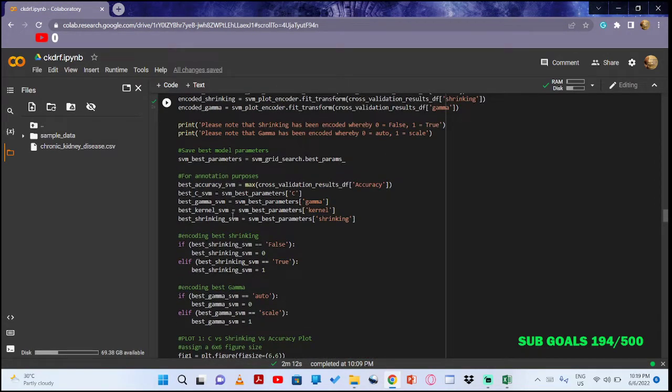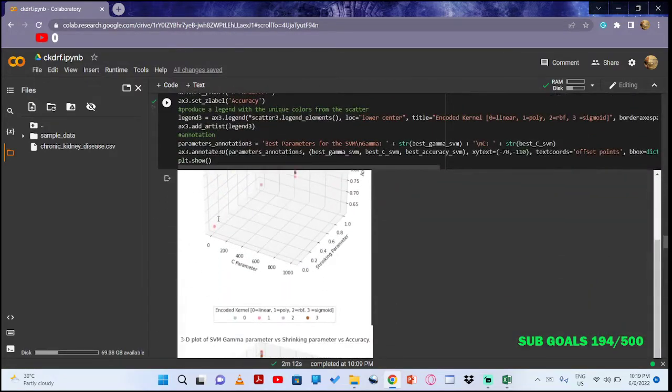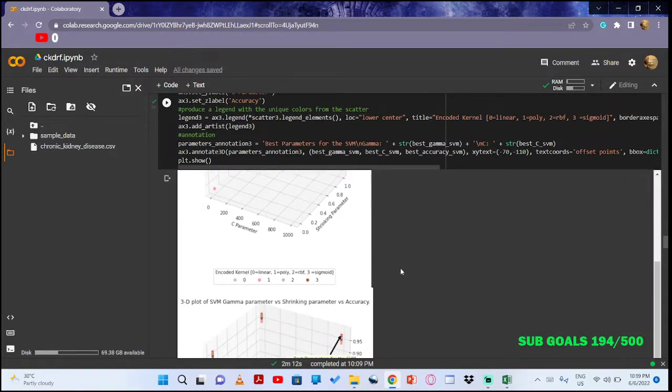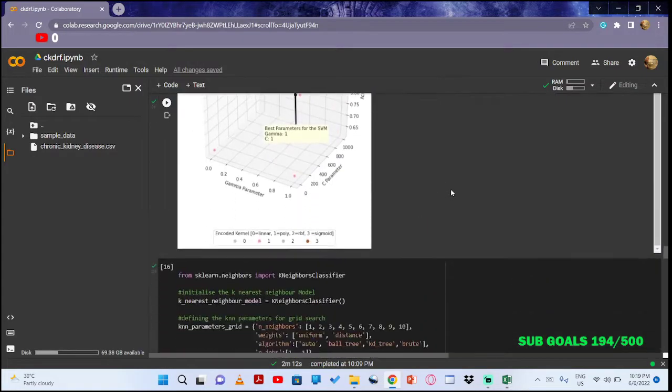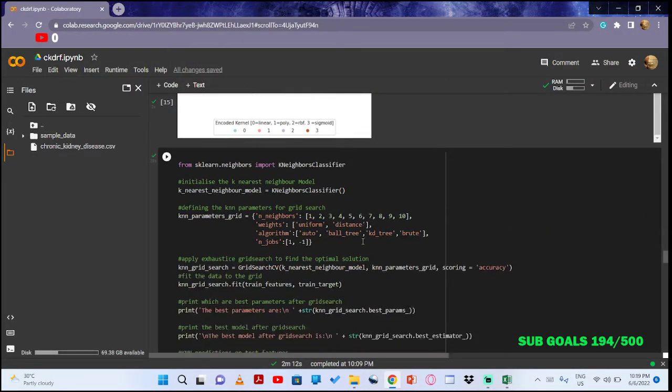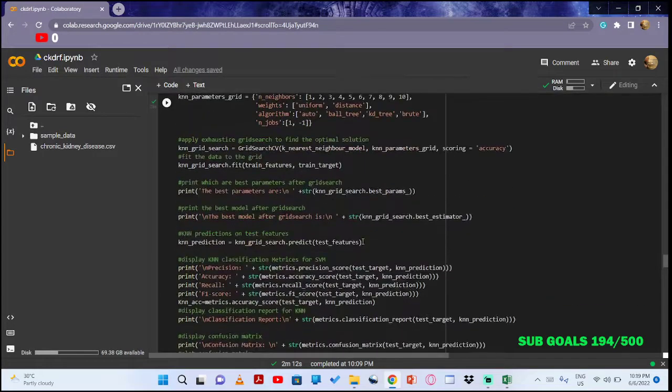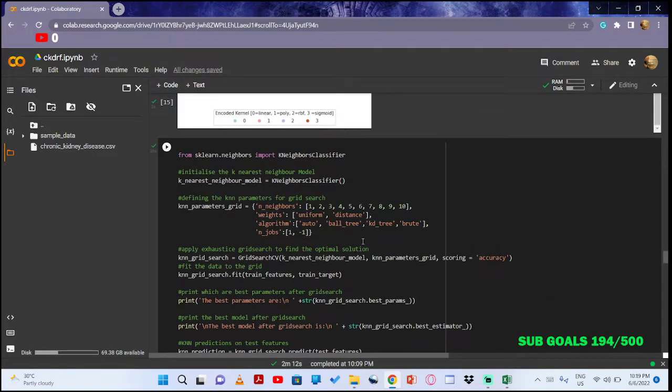Parameters, what we call parameters. I used C, gamma, and kernel, and we plotted graphs to compare which has the best parameter and which has the best score. That's it. Then coming to the next algorithm we applied, it's KNN. I think everyone knows it.